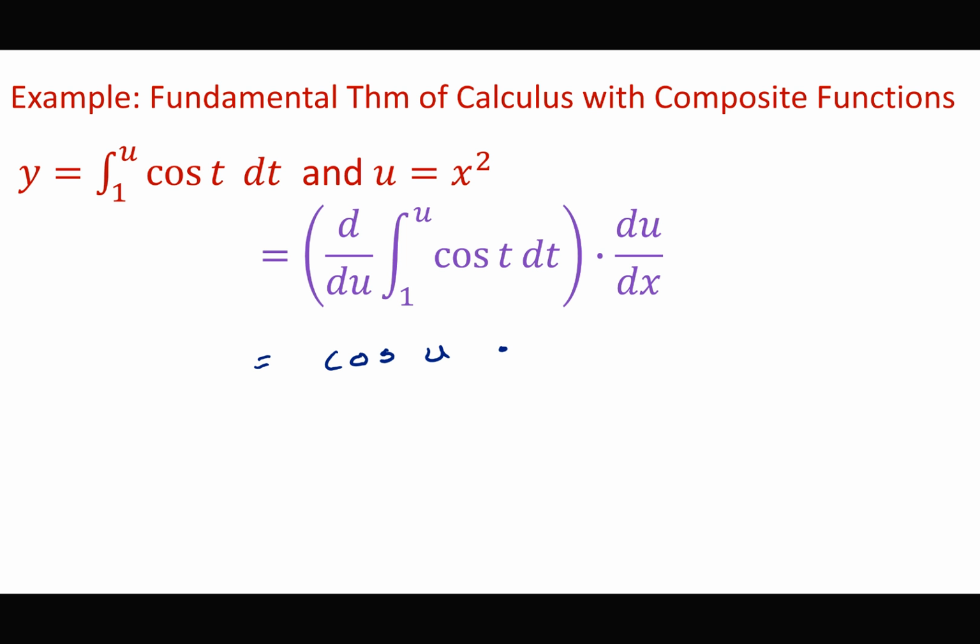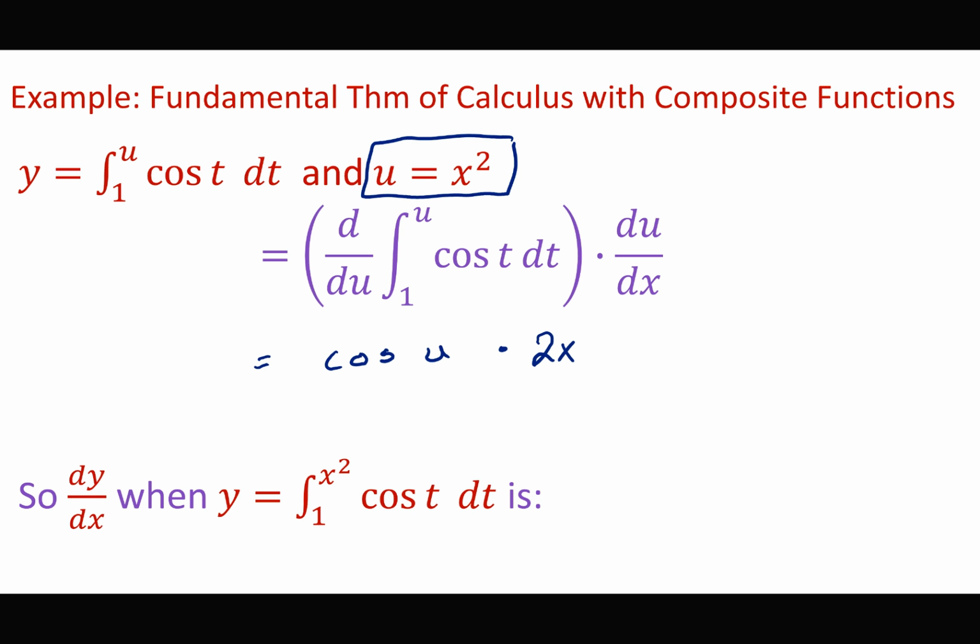What is the derivative of u with respect to x? That's this piece up here, remember? u is x squared. So the derivative of u with respect to x is the derivative of this piece, which is just 2x. So getting back to it, we're not done yet. Instead of saying cosine of u, we know u is x squared, so it'd be cosine of x squared times 2x.